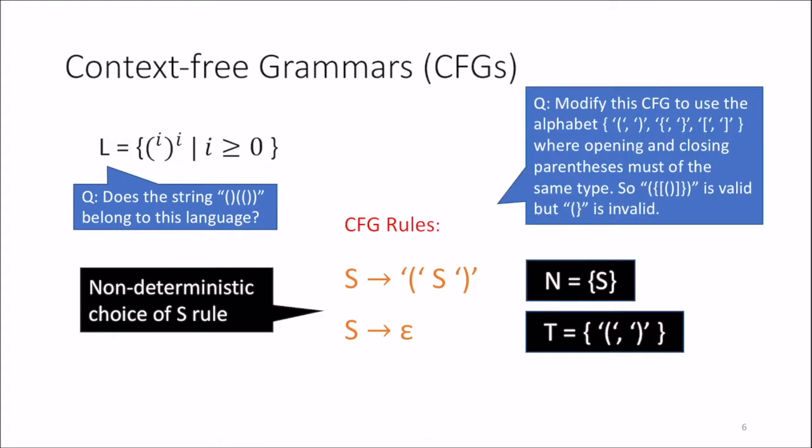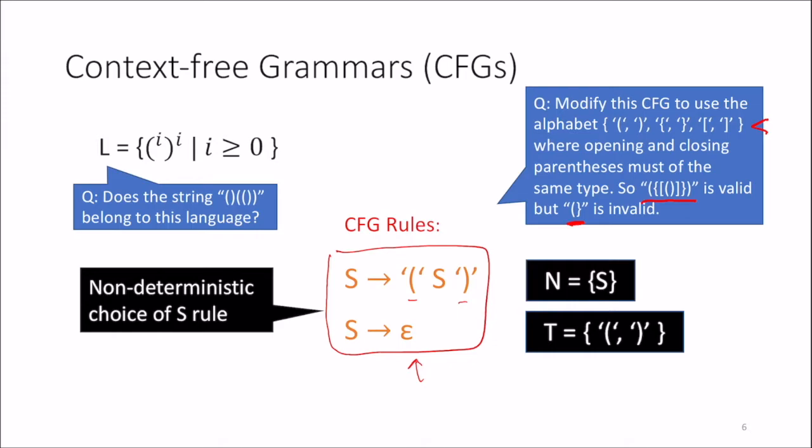Another question you can ask yourself in order to tell whether you're understanding is to modify this grammar that's given here, which is only over round parentheses, and extend it to use a bigger alphabet of different types of opening and closing parentheses, but an opening parenthesis of one type must have the same type as the closing parenthesis, right? So this would be valid, but this is invalid because it opens with a round bracket and closes with a curly bracket, and that's invalid. Try to write down a grammar that is a modification of this one that will have this extended alphabet or set of terminal symbols.